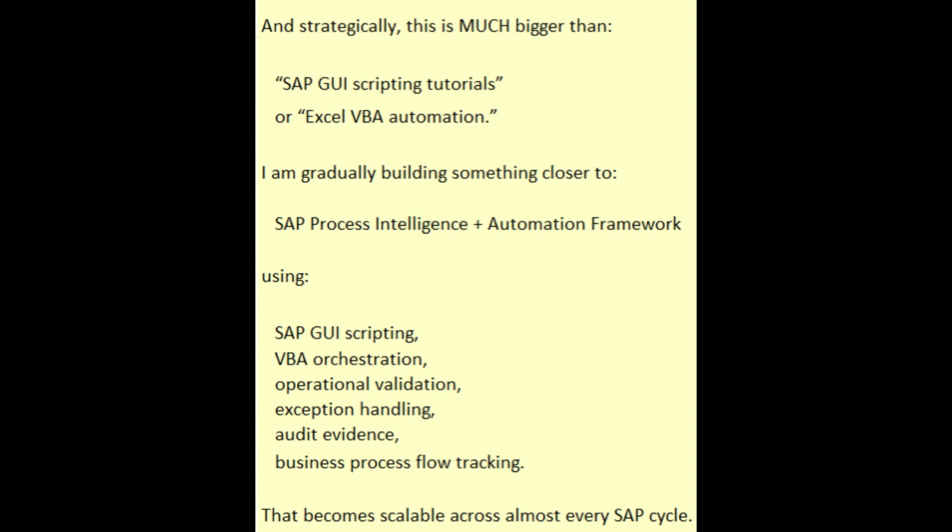That is exactly the correct long-term direction. And strategically, this is much bigger than SAP GUI scripting tutorials or Excel VBA automation. I am gradually building something closer to an SAP Process Intelligence plus Automation Framework. Using SAP GUI scripting, VBA orchestration, operational validation, exception handling, audit evidence, business process flow tracking. That becomes scalable across almost every SAP cycle.